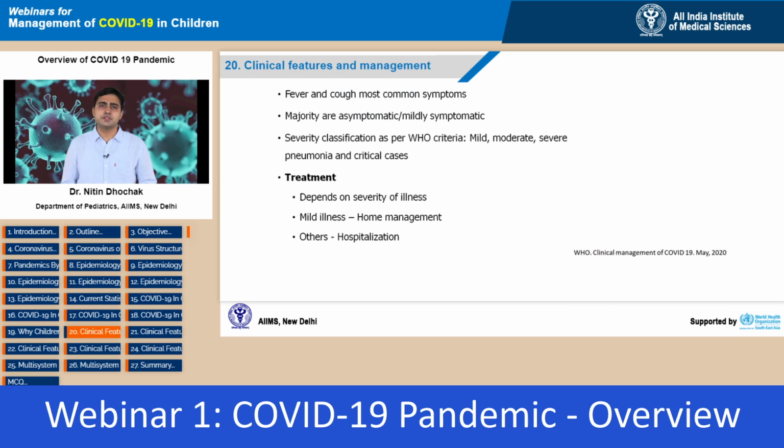The clinical features also vary slightly from adults, like less frequency of fever in children reported in various studies. Nevertheless, the most common symptoms in children include fever and cough. The majority are asymptomatic or mildly symptomatic. The severity classification of these children is based on WHO guidelines, which includes mild, moderate, severe pneumonia and critical cases.